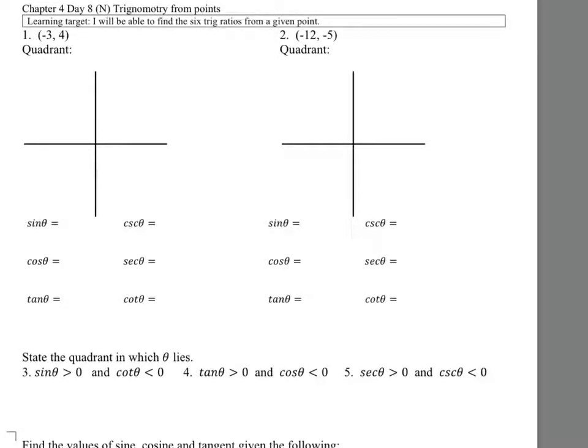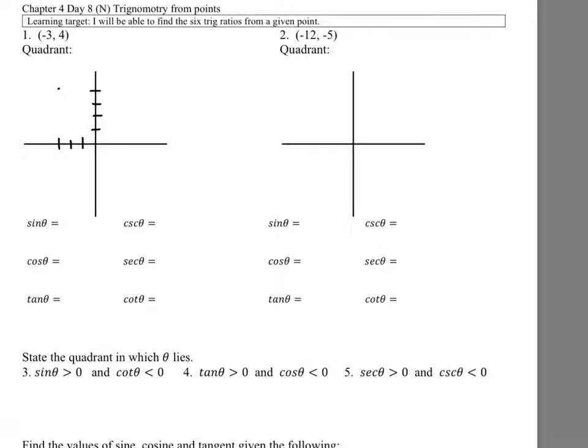Chapter 4, Day 8. Trigonometry from points. So you are given a point. How do you calculate the 6 trig ratios? So, given point (-3, 4). Where can you find this point? x equals -3, y equals +4.